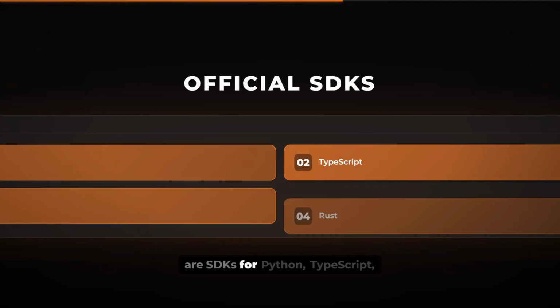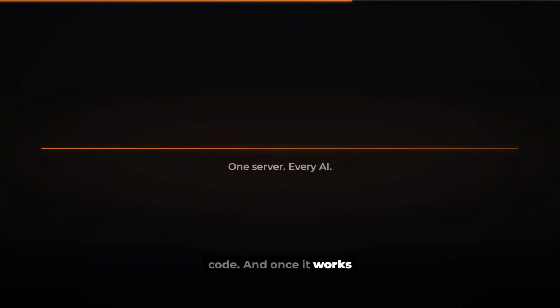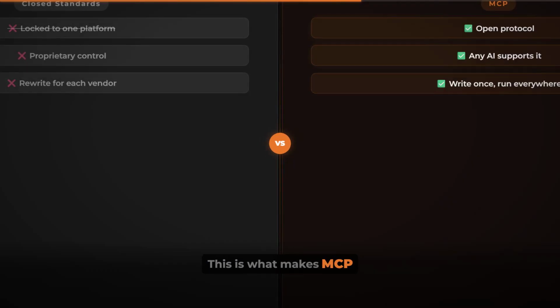There are SDKs for Python, TypeScript, Go, Rust, and more. You can write your first server in under 50 lines of code. And once it works with Claude, it works with every other AI that supports MCP. Write once, run everywhere. This is what makes MCP different from every other integration standard. It is not locked to one platform. It is a real open protocol.